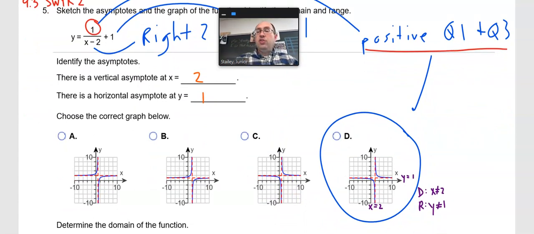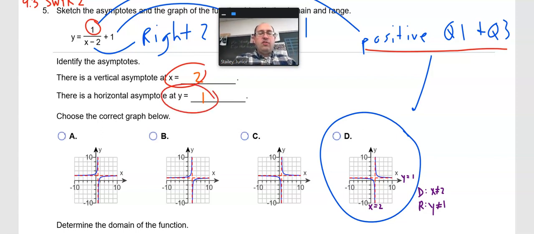If you move to the right 2, then the vertical asymptote is asymptote. Oh man, what a bad joke. Let's go this way. No, this way. Going to the right. Going up.